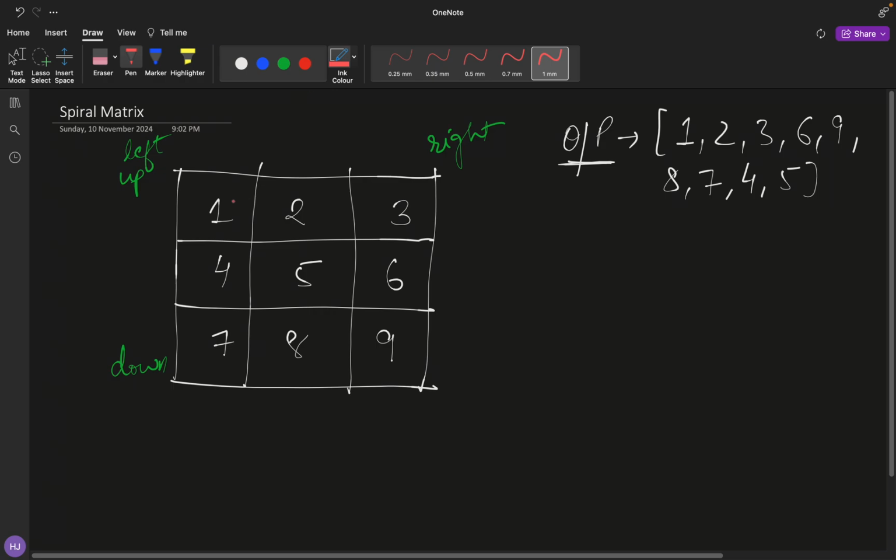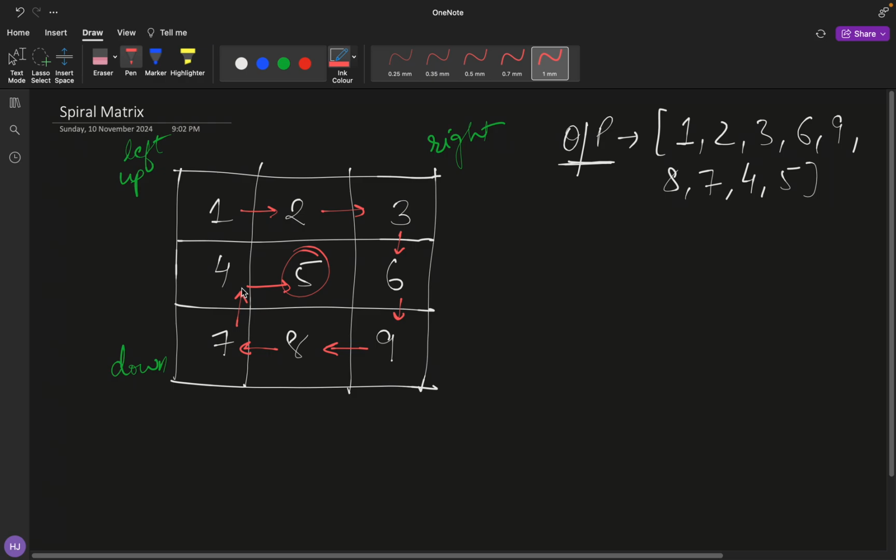So whenever we are trying to move in a spiral order, what we are observing is that first of all, we are moving from left to right, and then we are moving from up to down. Then again, we are moving from right to left, then down to up, and then again left to right, and the cycle goes on and so forth. And whenever I get my destination, I just complete my cycle.